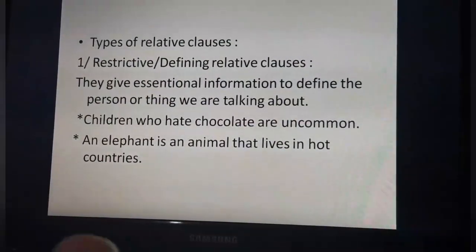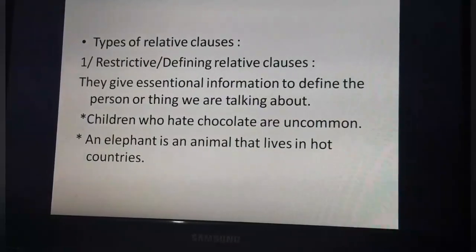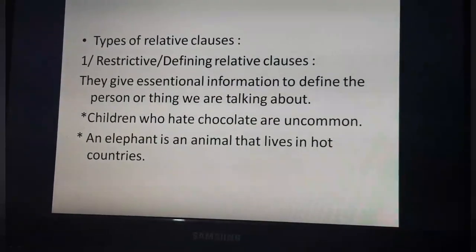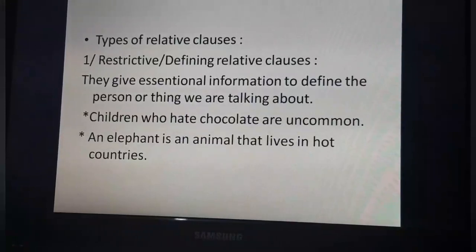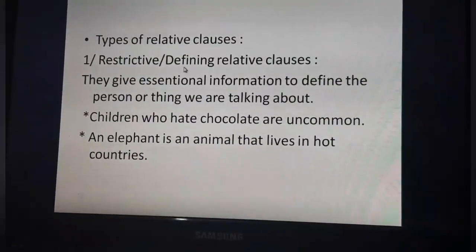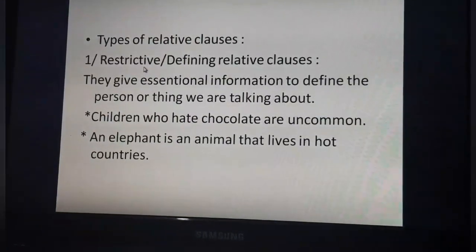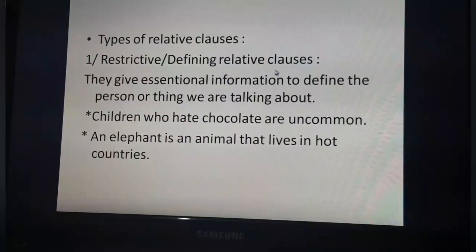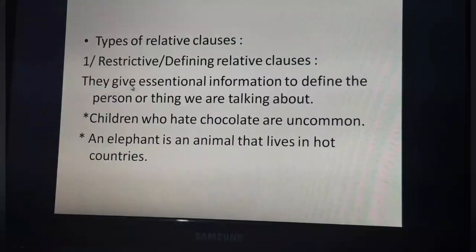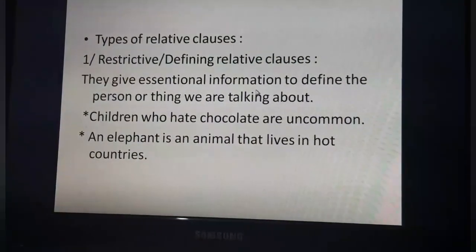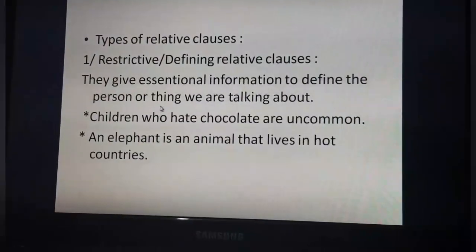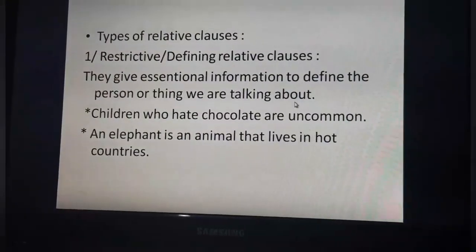Okay, now we move to types of relative clauses. Types يعني الأنواع ديال relative clauses. The first type is restrictive or defining relative clauses. Then we call them restrictive or defining relative clauses. They give essential information to define the person or thing we are talking about.